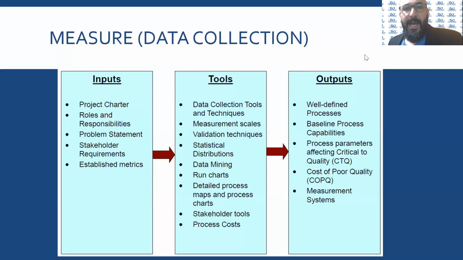Also, as the output for this phase, we're going to talk about the cost of poor quality. As we know, poor quality has a cost. In order to implement a project and justify the cost of a project, we should have some documentation showing the cost of poor quality, or what we call the COPQ. And the last thing, we should have a measurement system. Let's go and talk about this in more detail.